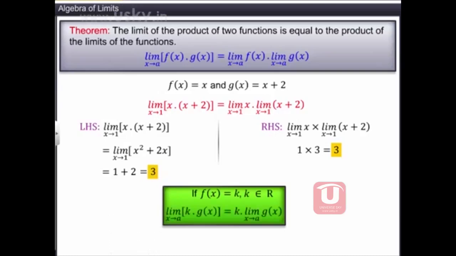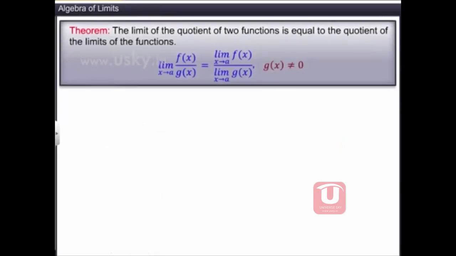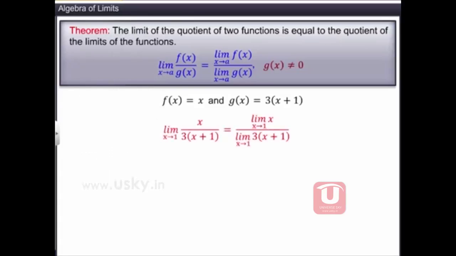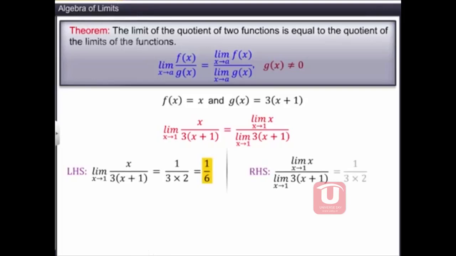The fourth theorem is that the limit of the quotient of two functions is equal to the quotient of the limits of the functions. Here, the denominator is not equal to 0. As in the previous theorems, these can be easily proved using the functions shown. We can see that the theorem is verified.